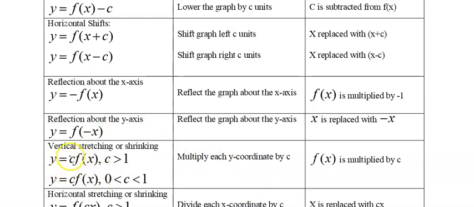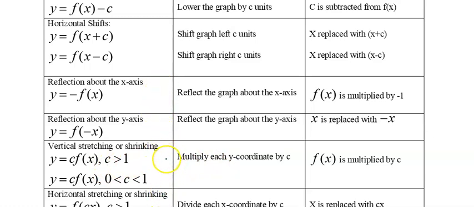Here, when I put a number in front and multiply, now I'm not adding. If this was c plus f of x, it would be the same as what was on the top of this chart. But it's c times f of x. In either case, you're going to multiply each y coordinate by c. If c is bigger than 1, it has the effect of making the graph grow vertically.